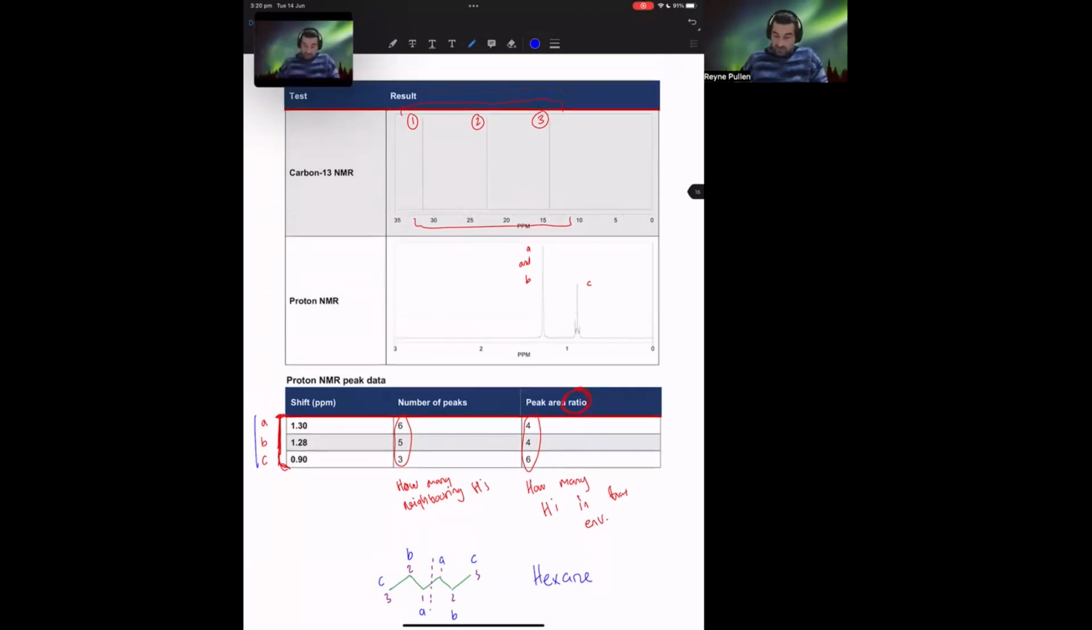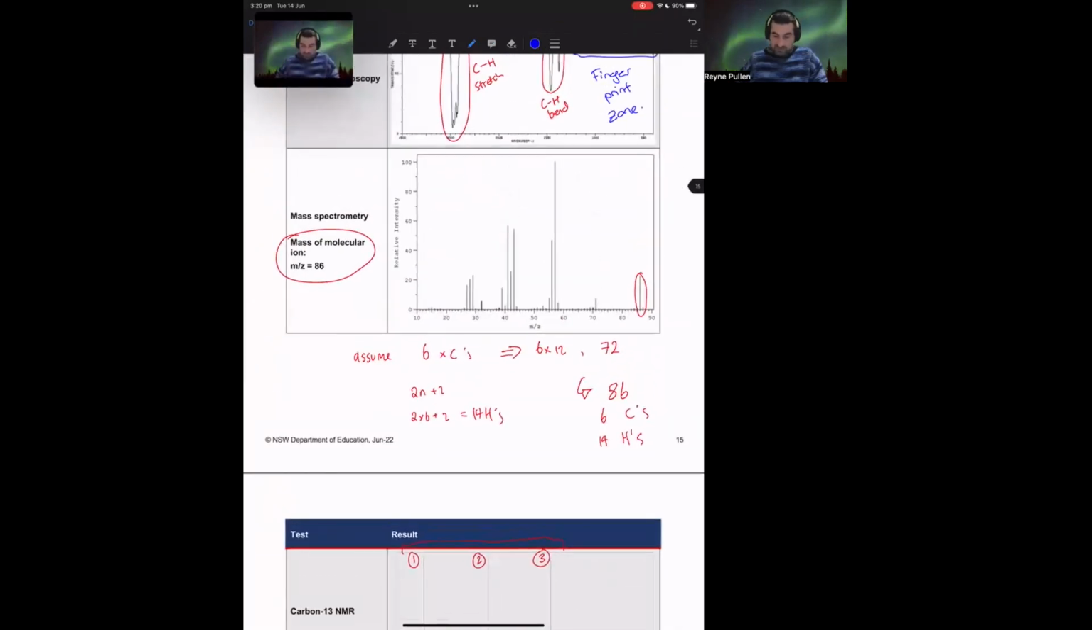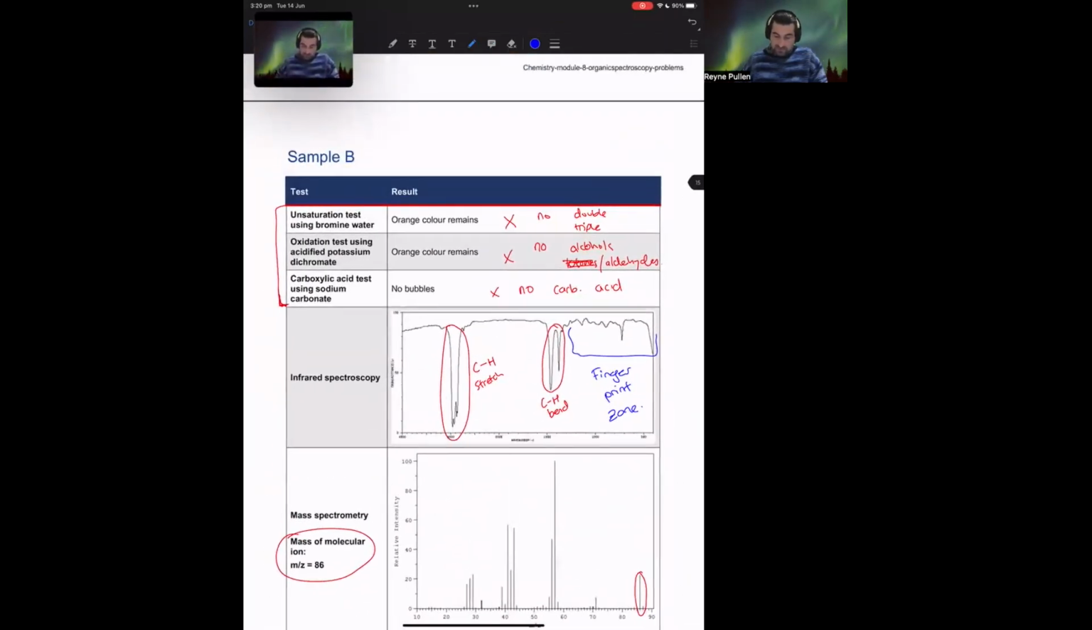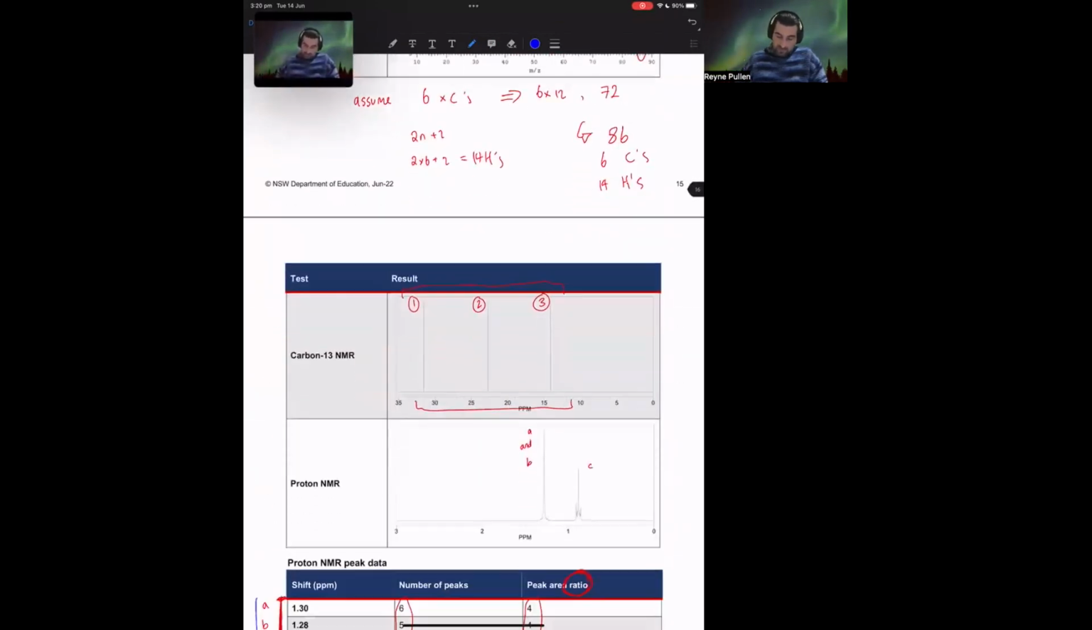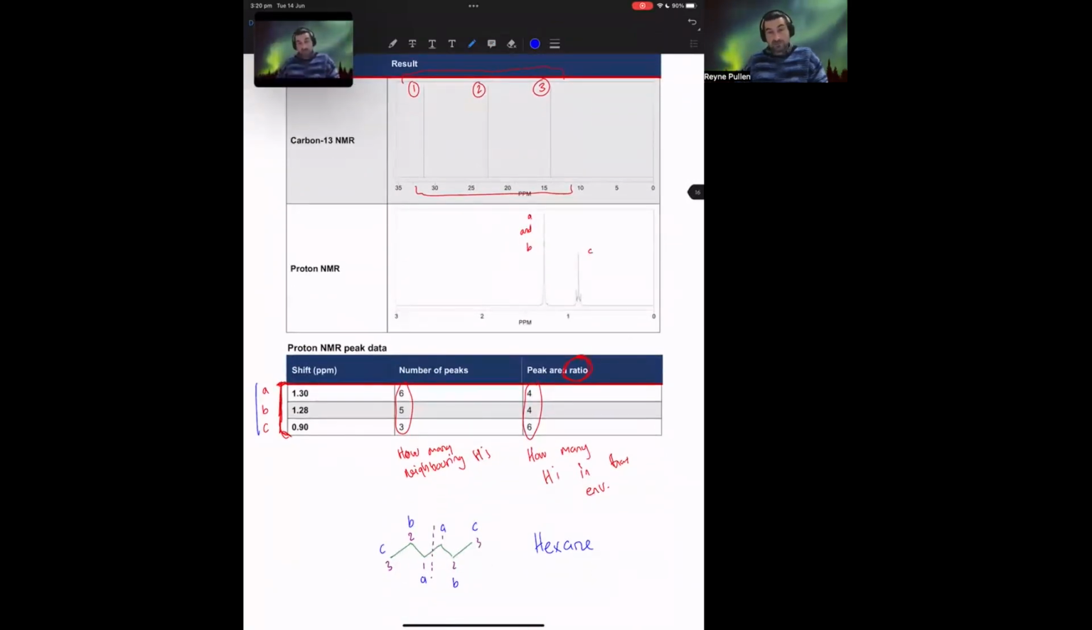If we wanted to, we could come back for a final check. Would hexane work for all of these tests? Well, there's no double bond, there's nothing that can be oxidized, and there's no carboxylic acid. So I'm pretty convinced that that's hexane.